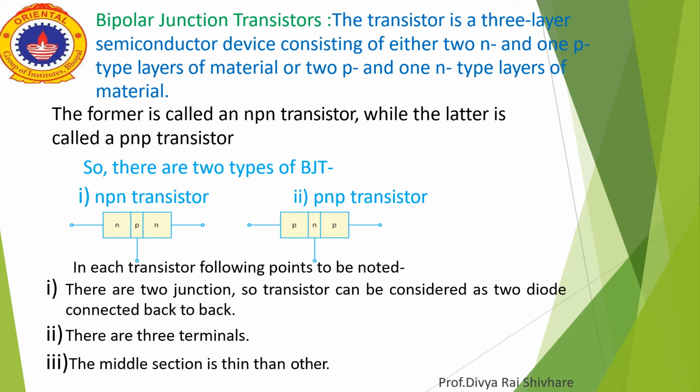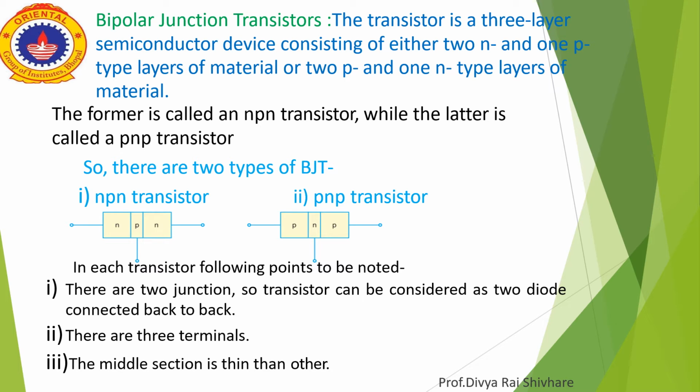If P is sandwiched between two N type, then it is NPN transistor, and if N is sandwiched between two P type, then it is PNP transistor. The symbol of NPN and PNP transistor is shown in the given figure.